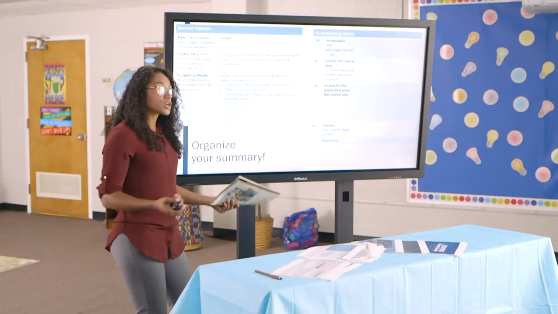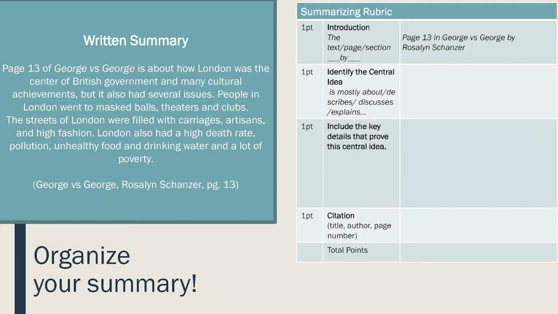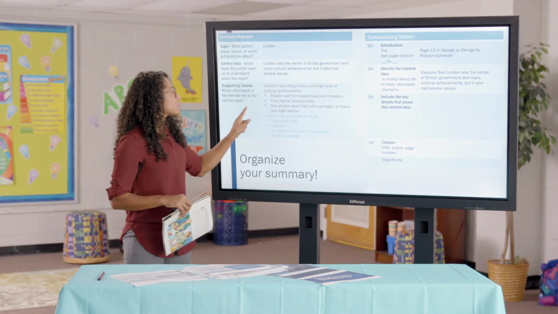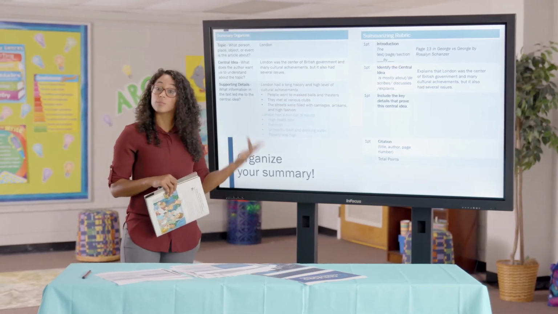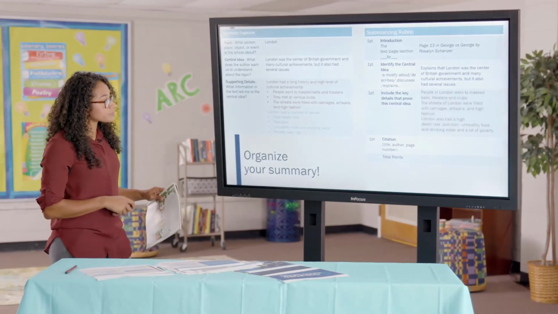All right, now let's check your answers. You should have started out with an introduction that looks something like this. Page 13 in George versus George by Rosalind Schanzer explains that London was the center of British government and many cultural achievements, but it also had several issues. Then, in the second section, you should have included all of this information, not in bullet points, but in paragraph form, to look something like this.